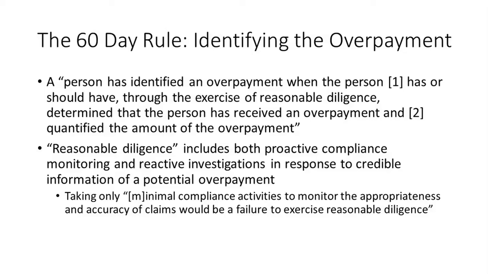Now, reasonable diligence is a fact-dependent inquiry, and that really is something where we don't have a whole lot of guidance in interpreting that reasonableness. Beyond that, it is a fact-dependent inquiry from the agencies. So it's either actual knowledge, when it talks about it has or should have determined, that's actual knowledge, or reckless disregard or intentional ignorance of a potential claim.